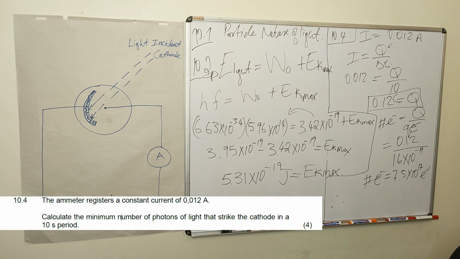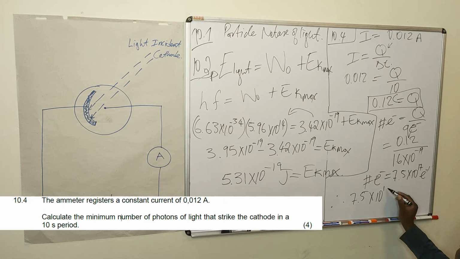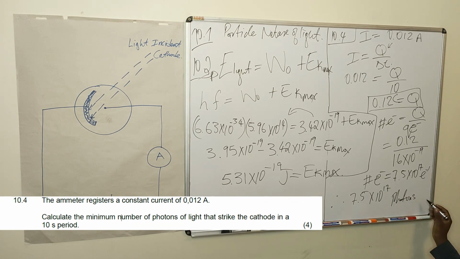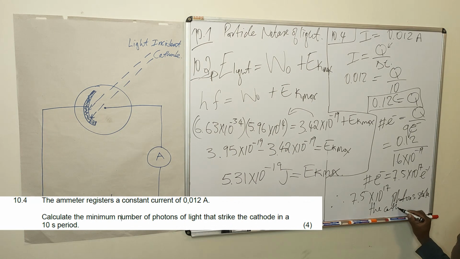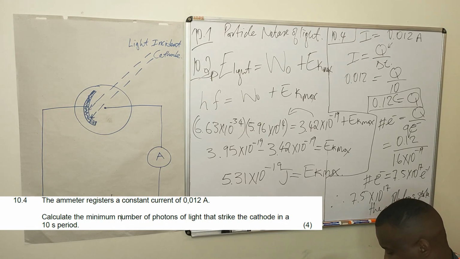Therefore, 7.5 times 10 to the 17 photons struck the cathode in a 10-second period. This is it.